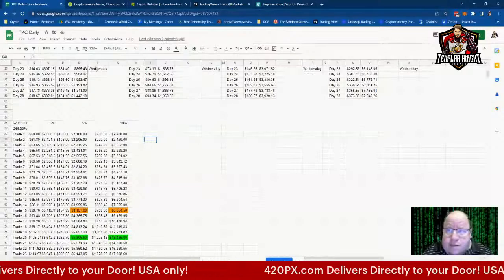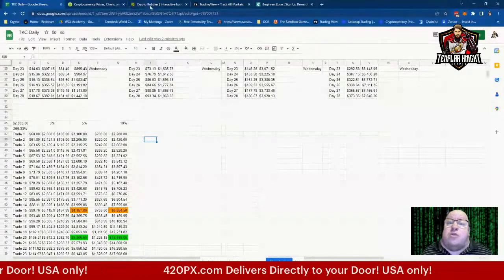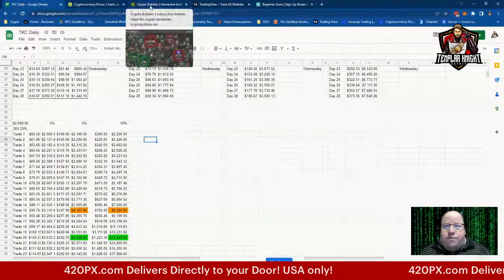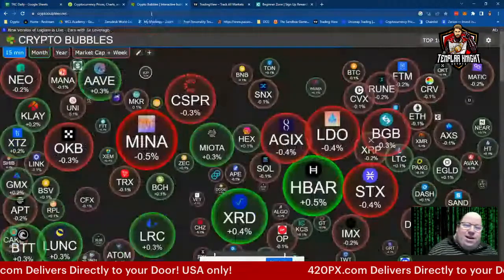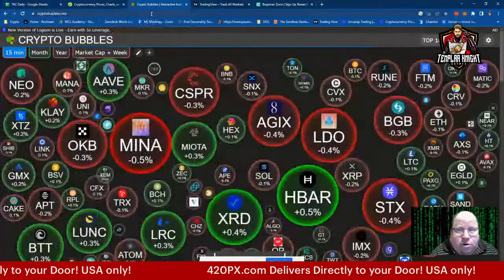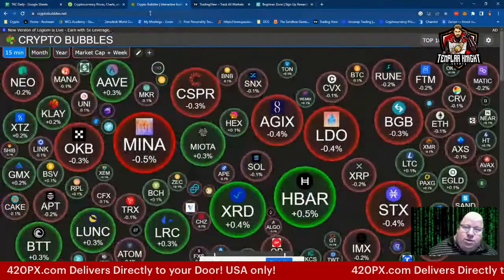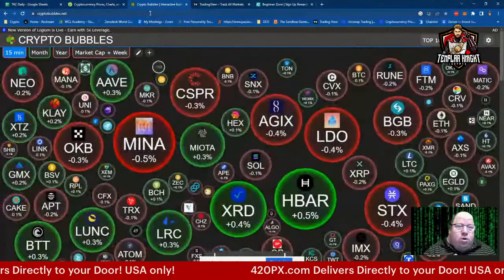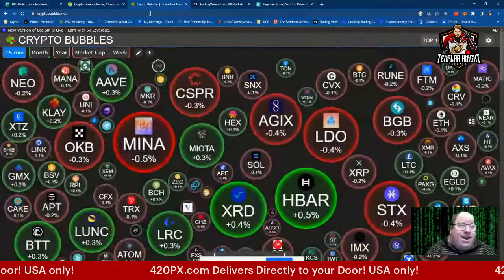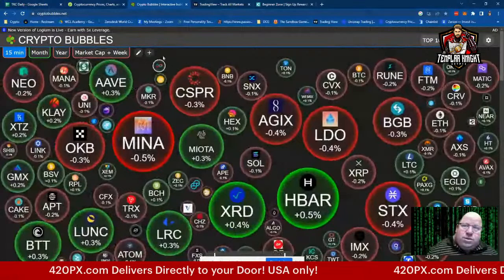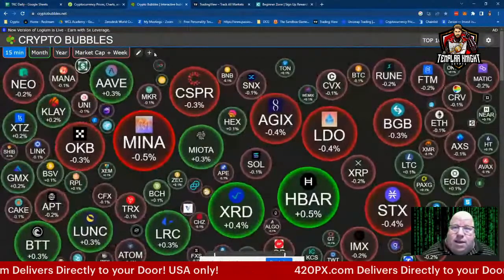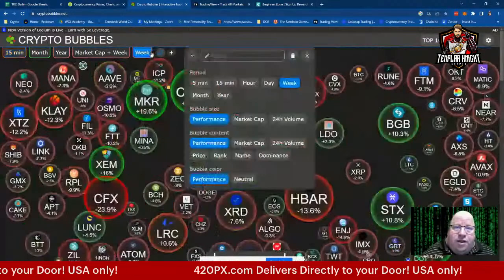Now, let's talk about two other tools, right? One of them is cryptobubbles.net. That's the bubbles that I show, that I log into every time I open my computer. I log into it. This is going to show me what the crypto market is doing right now. I have my initial one set on 15 minutes. I can add one that is the week.